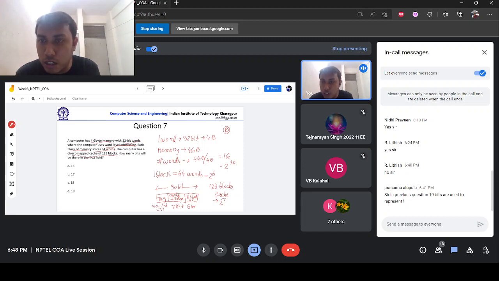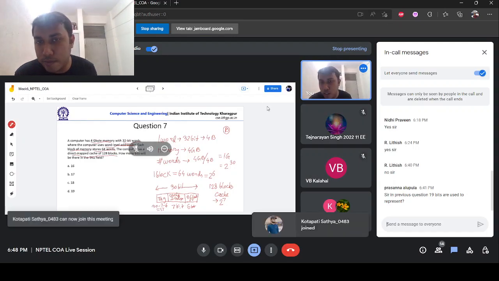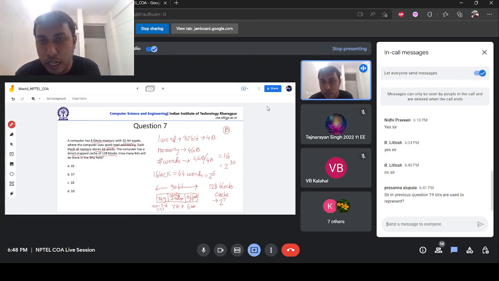Also, each memory with 32-bit words. So each word basically represents 32 bits. And the computer is at word level accessing. So in word level accessing, for each word, that is for each 32 bits, there is a specific address. Next, each block of memory stores 64 words. Also, it has a direct mapped cache of 128 blocks. Okay, so let's do it one by one. One word is 32 bit, that is 4 byte. Next, memory is 4 GB.